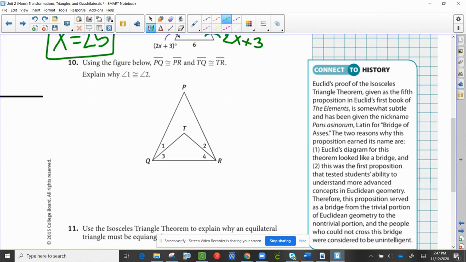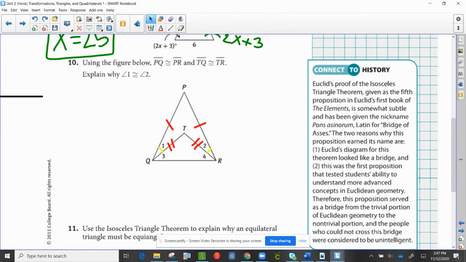We know that PQ is congruent to PR. And we know that TQ is congruent to TR. We need to explain how we know that angle 1 and angle 2 then are congruent. So that's kind of what we're trying to prove here. Angle 1 and angle 2, trying to prove congruence with those two angles.